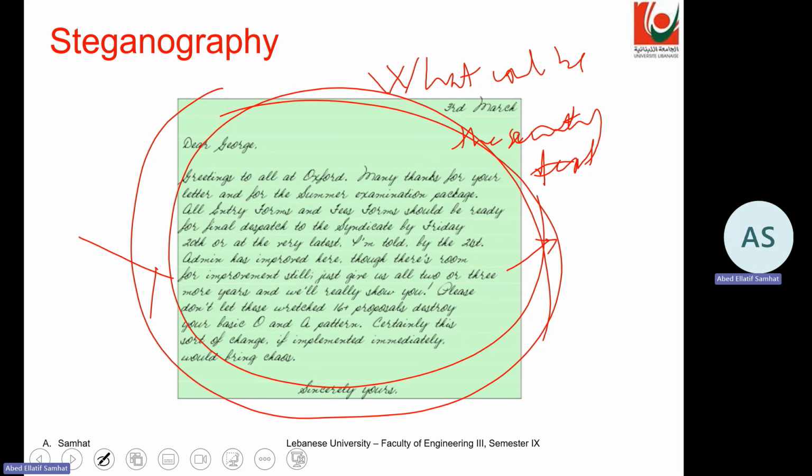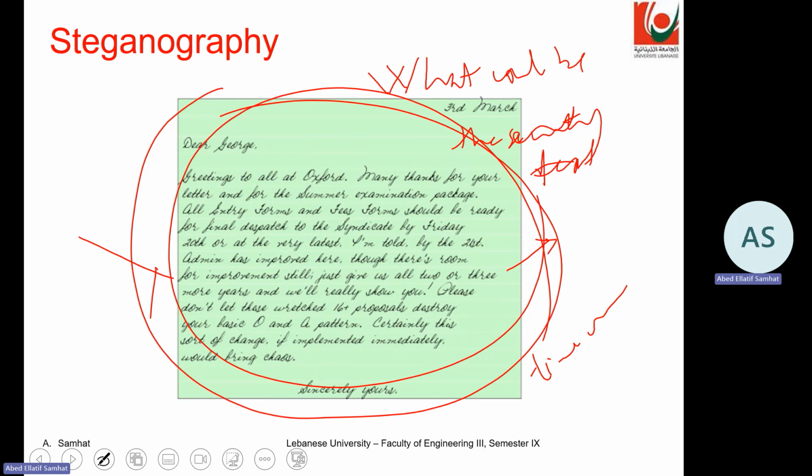But if you want to make an attack, you will try to find the secret key, for example, the last letter of each line, the first letter of each line, the first letter of each row, and something like this. So it's possible to break it, but it's time consuming. It needs time in order to find it.